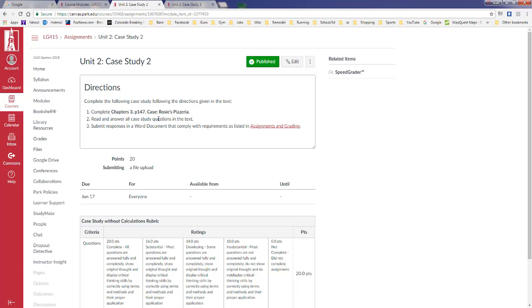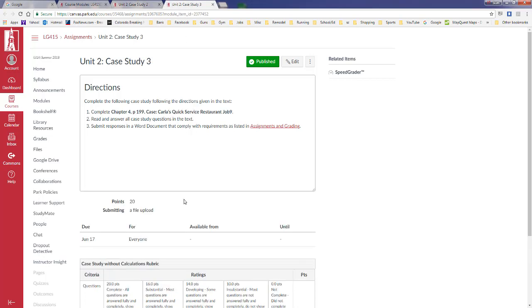Okay, that's the kind of thing we're looking for, and you just incorporate that into your analysis. Case study number three, flipping over to page 199, which is Carlo's quick service restaurant. Notice how the restaurant theme is being carried out in both of these. The same things apply that we just talked about. You're asking about high attrition rates. Okay, so what can we do?